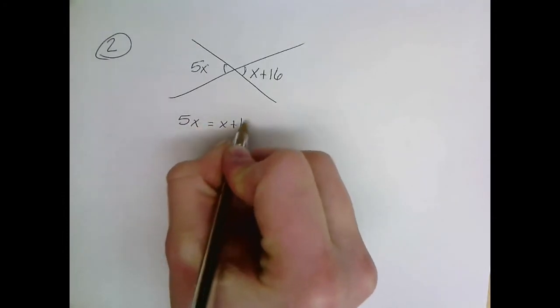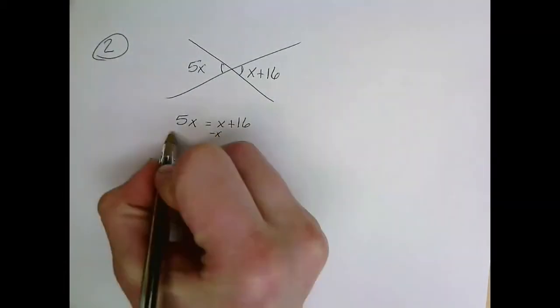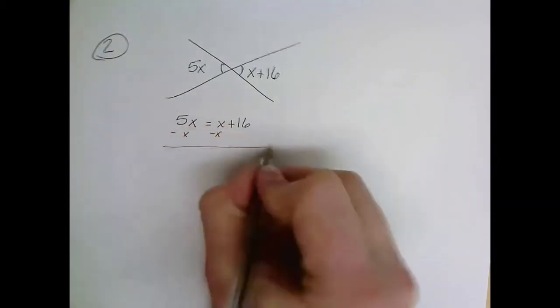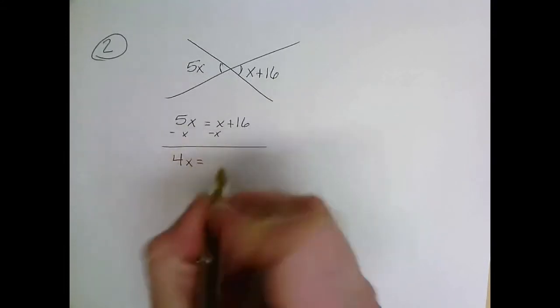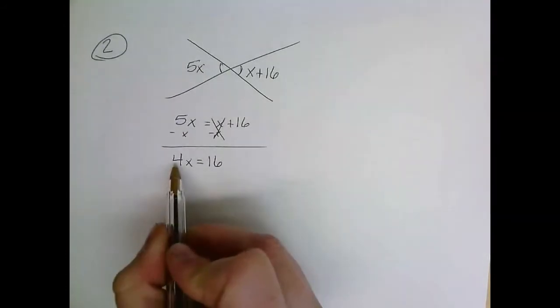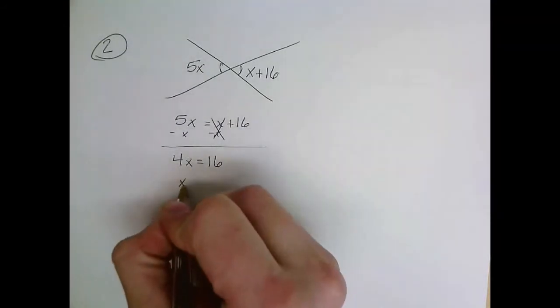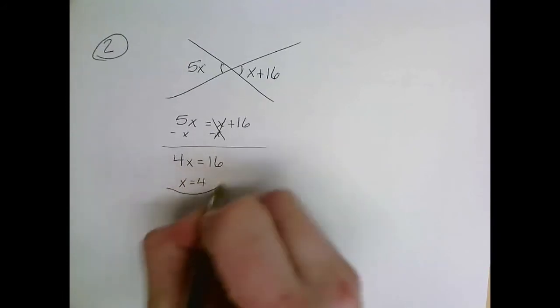So if this angle has to be equal to this one, that means that 5x has to be equal to x plus 16. Now if we want to solve to figure out what x is, we need to get our variable on one side. So I'm going to subtract x from both sides. That's going to leave me with 4x on the left side and 16 on the right because our x's canceled out. And then I know that 4 times 4 would be 16, or I can think about dividing by 4. Either way, x is going to equal 4.